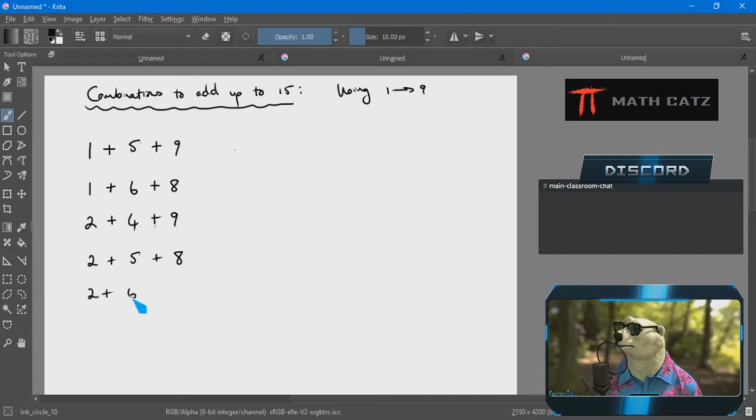Then go to a 6 for my second number. That gives me 8 so far. 7 would complete that. Do I need to go to 7 for the second number? No, because then I just get this one back. 2 plus 8 would just get that one back. 2 plus 9 would just get that one. So I'm done. Well, rather, I'm done with starting with a 2.